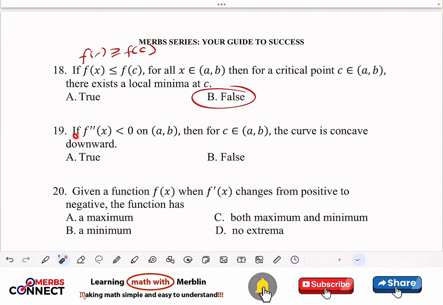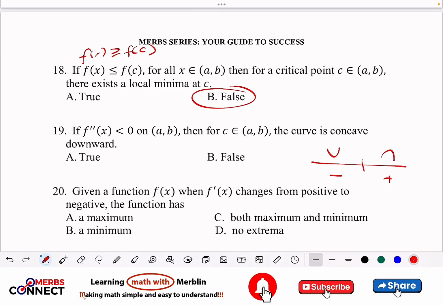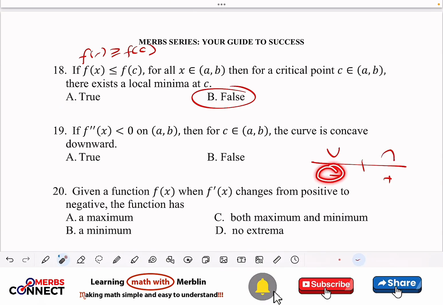Now if this is less than 0, then we have concave down, true or false. So we said anytime we have minus and plus, minus is concave up and positive is concave down. So minus means that it is less than 0, and less than 0 is not concave down, it's concave up. So this one too is false. It's less than 0, so concave up, not down.